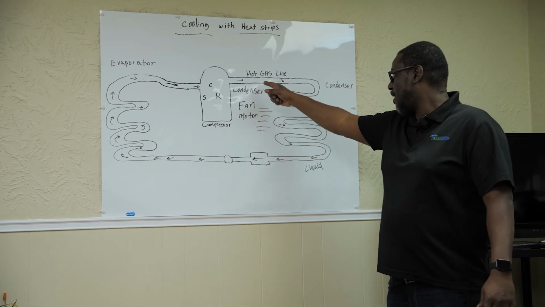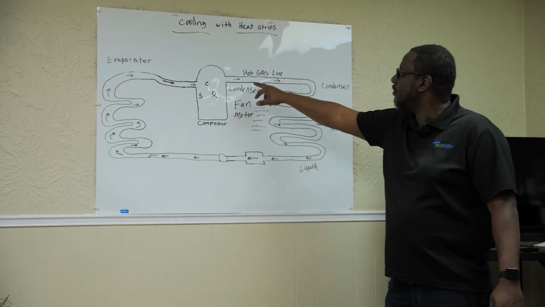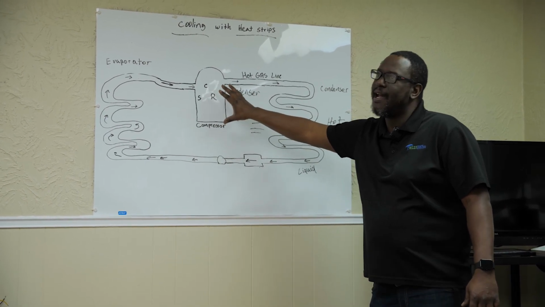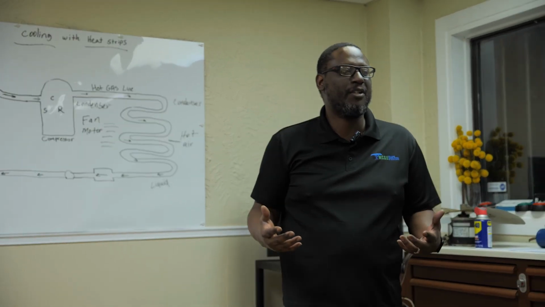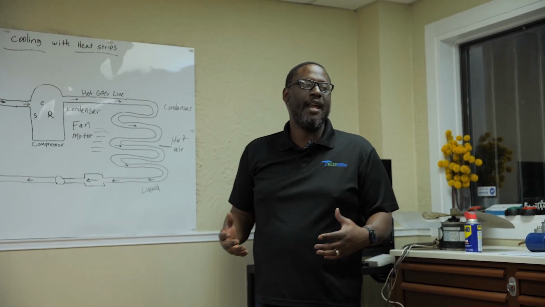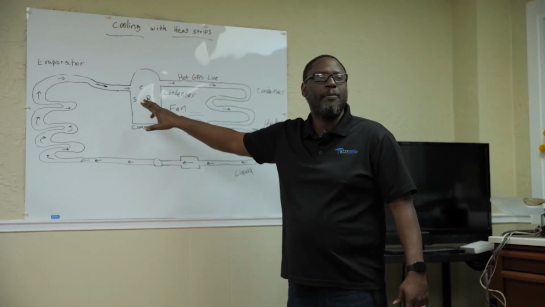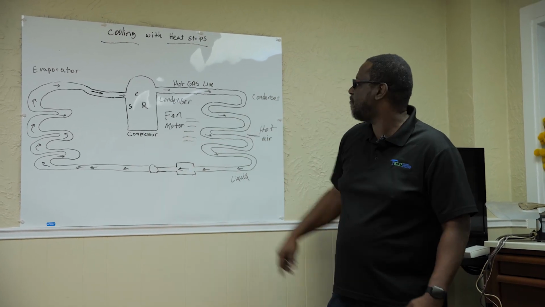So we'll begin with the hot gas line. This is your hot gas line right here. This is where the compressor is pumping, and your compressor is kind of like your heart. If your heart stopped, then you're in big trouble. So the same thing with an AC system. If your compressor stops pumping, then you're not going to have any flow of refrigerant going through the system.